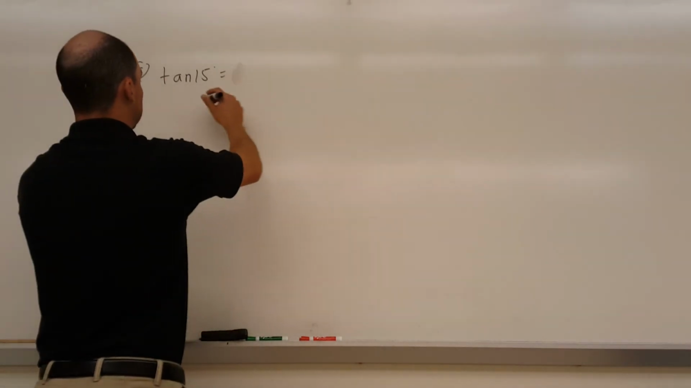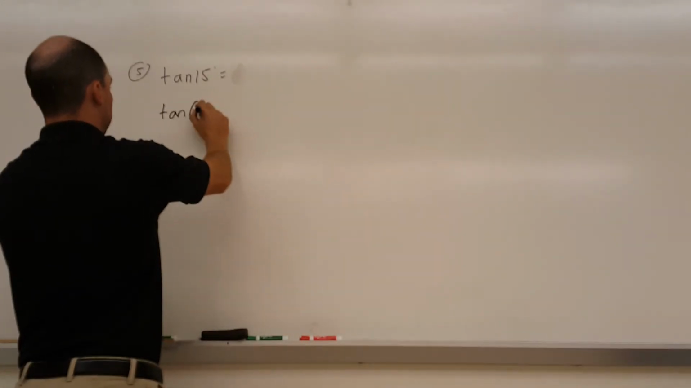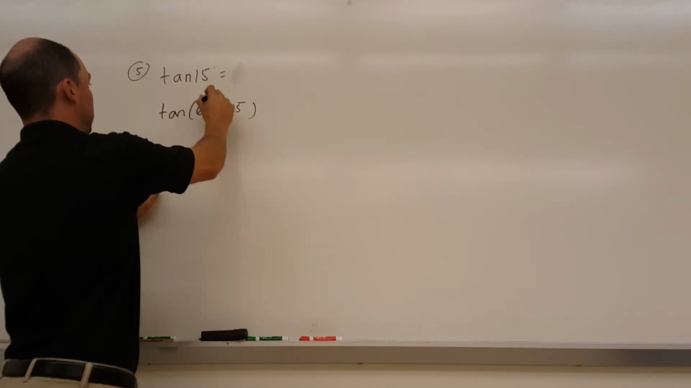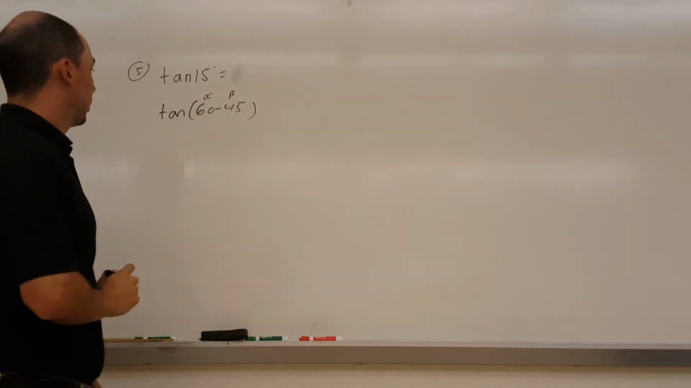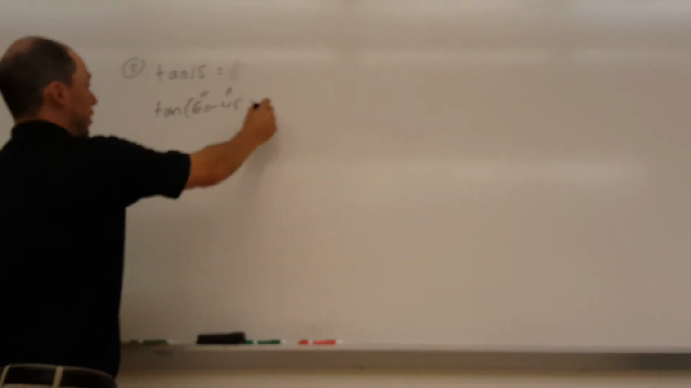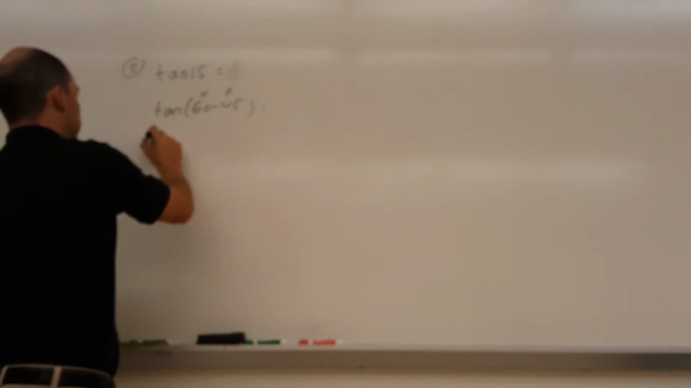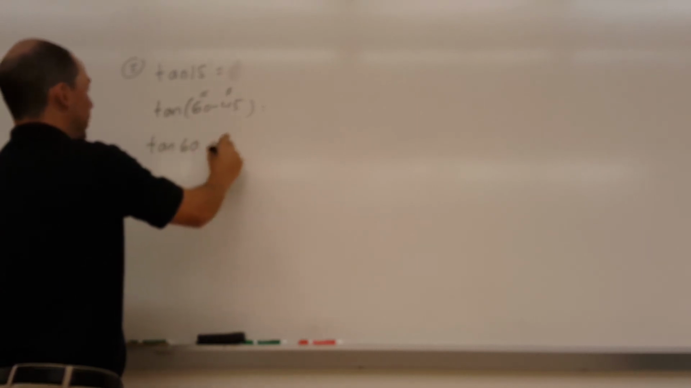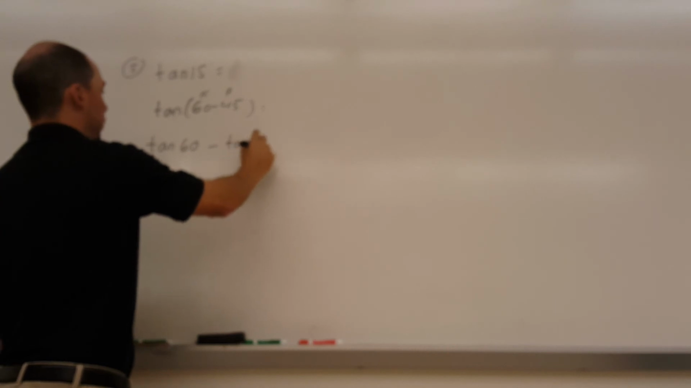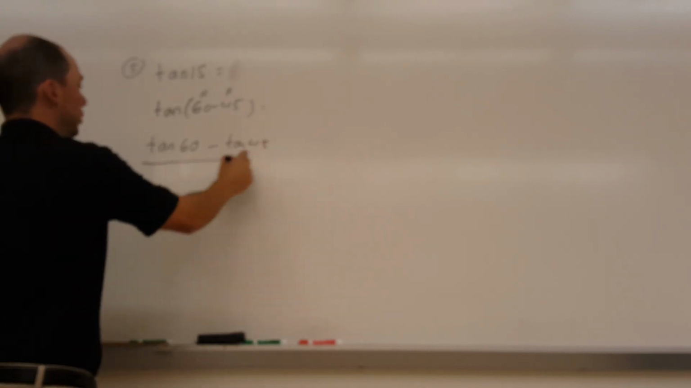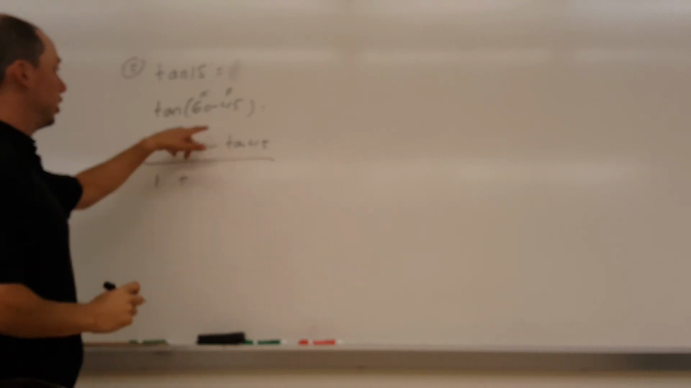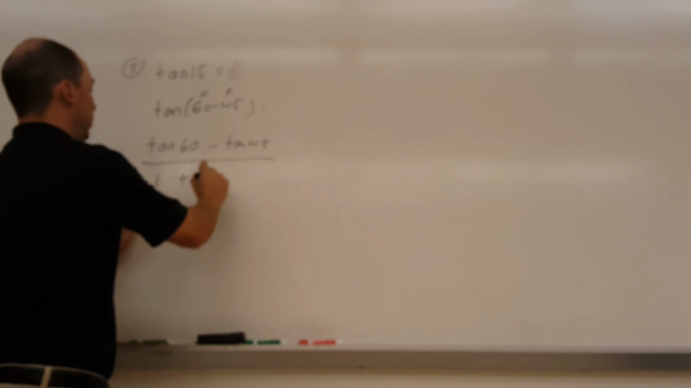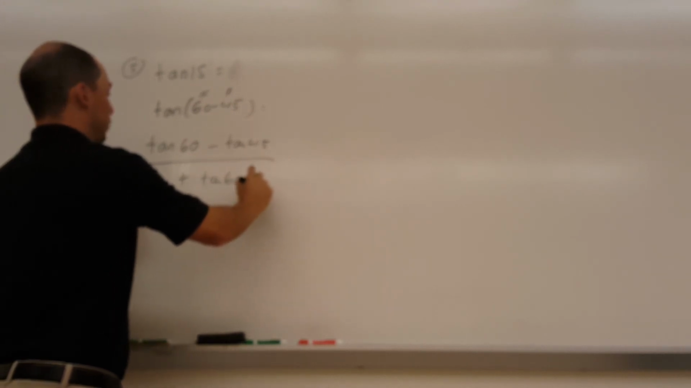Let's go with 60 minus 45. So we have the tangent of alpha minus beta. From our tangent difference identity, that becomes tangent of alpha, which is 60, minus tangent of beta, which is 45, over 1 plus, the signs change. If the identity is minus, it'll be minus first, and the denominator will be a plus sign: tangent of 60 times tangent of 45.